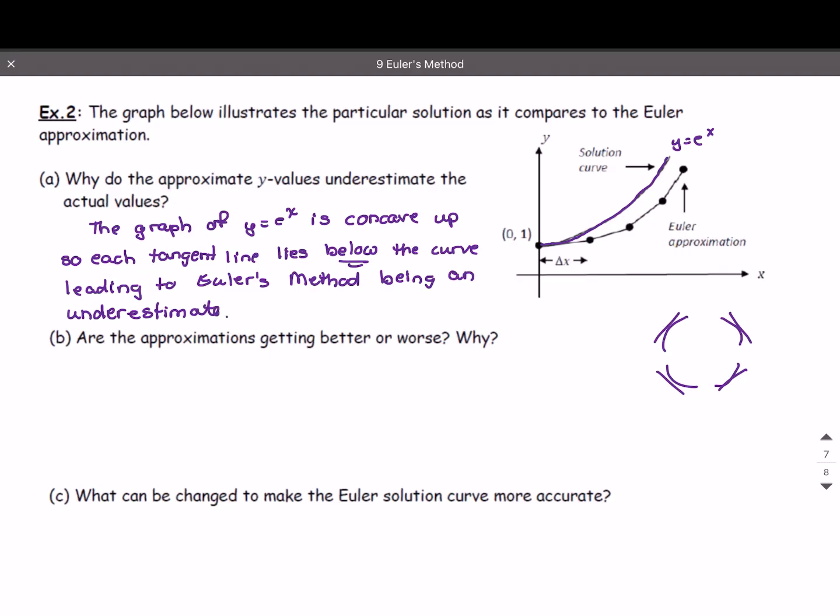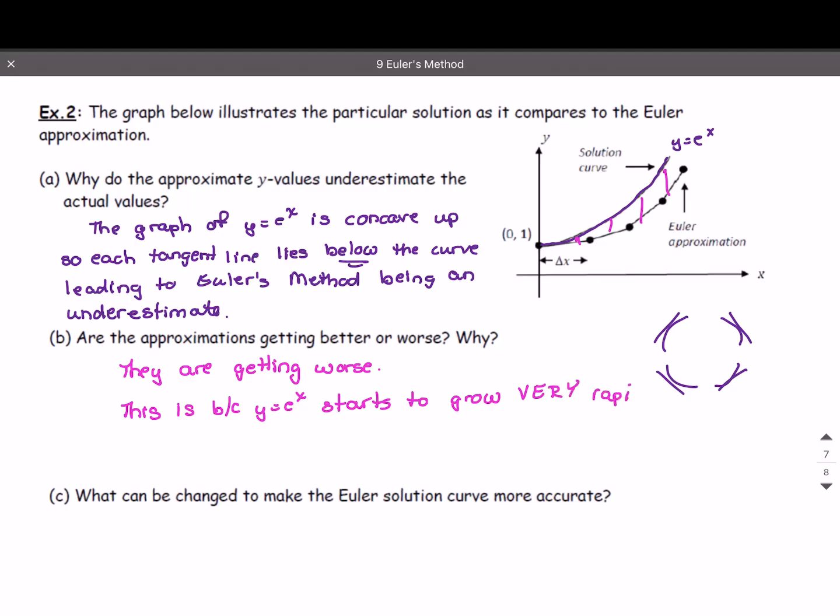Are the approximations getting worse? They are definitely getting worse, right? Each time our approximation line is getting further from the curve. So they are definitely getting worse. Why is that happening? Well, we have an exponential curve, and exponential curves grow much quicker than linear curves. So this is because y equals e to the x starts to grow very rapidly, right? Exponential functions grow much faster than linear functions.